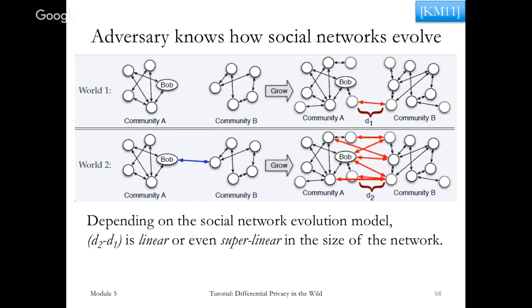And in fact, if you do this, and it turns out that before the Bob-Alice edge was created there was no interaction between these two subcommunities, what would happen is that in the first case, there would be very few edges between the two communities. In the second case, there will be lots and lots of edges between the two communities. In fact, the difference between these edge counts could be linear or even superlinear in the size of the network.